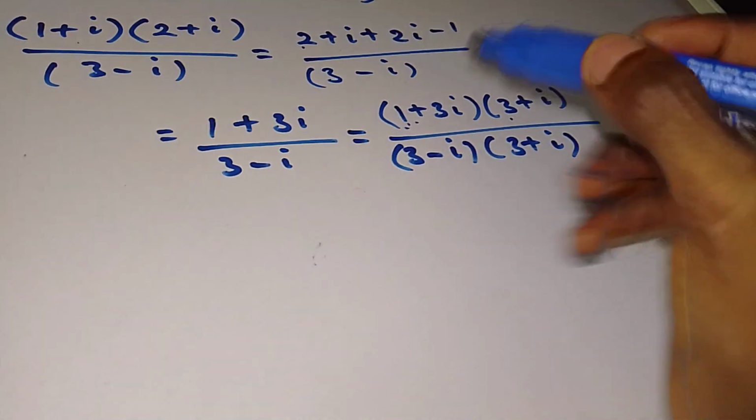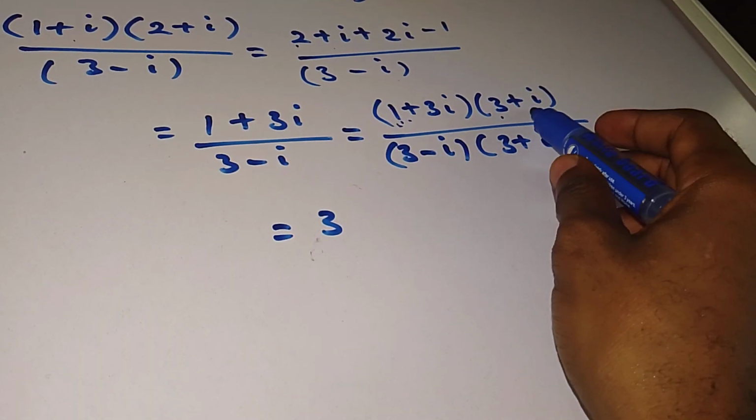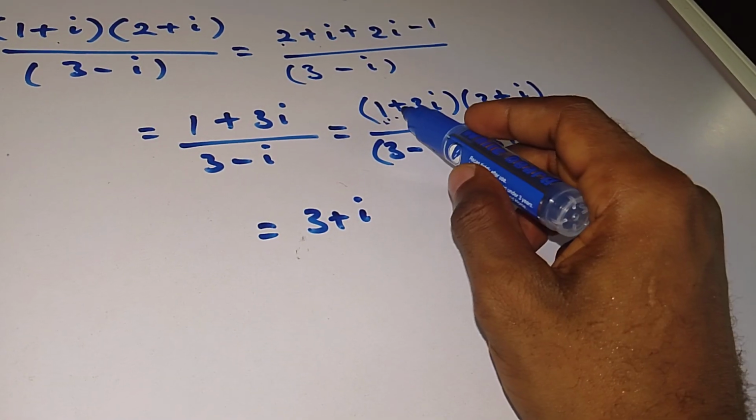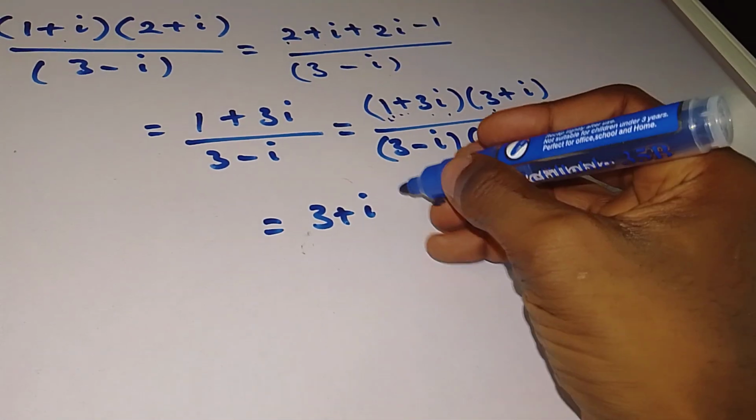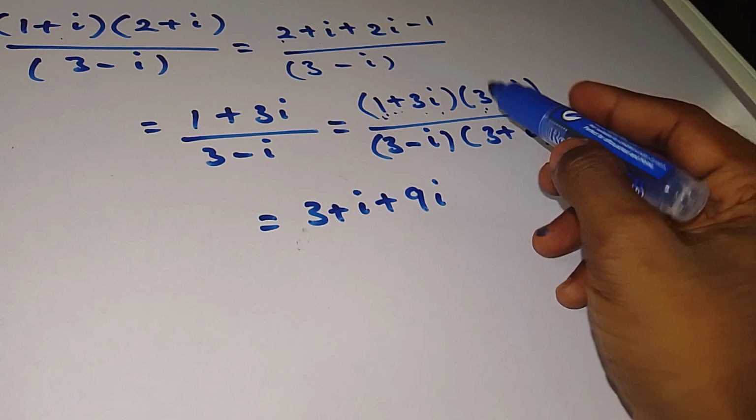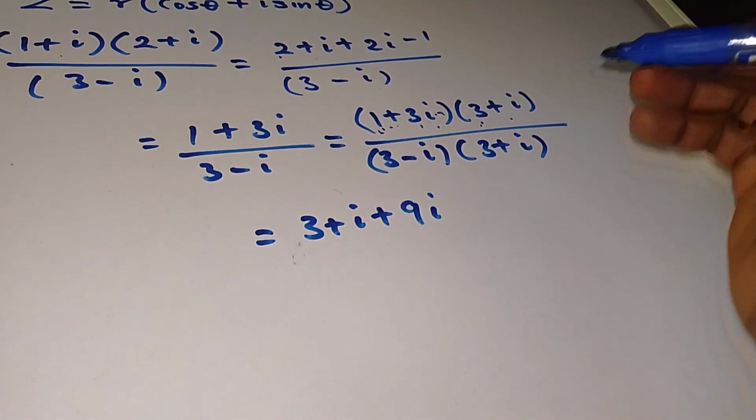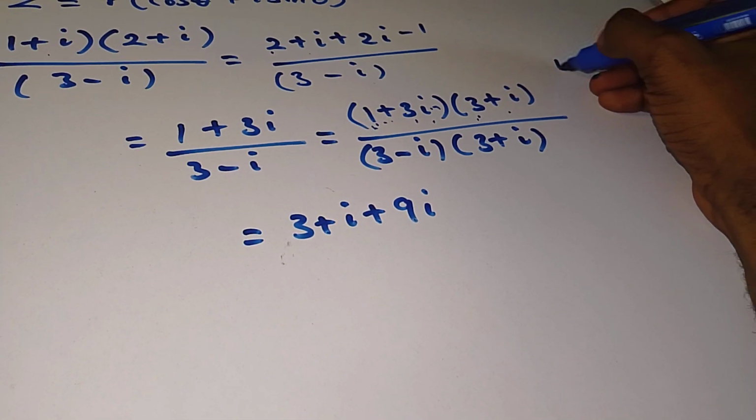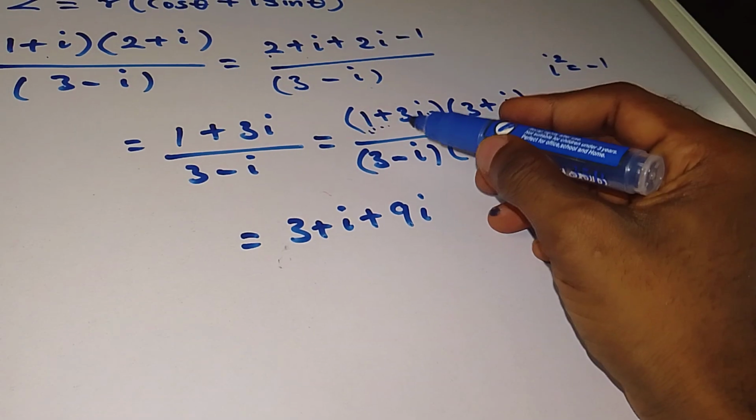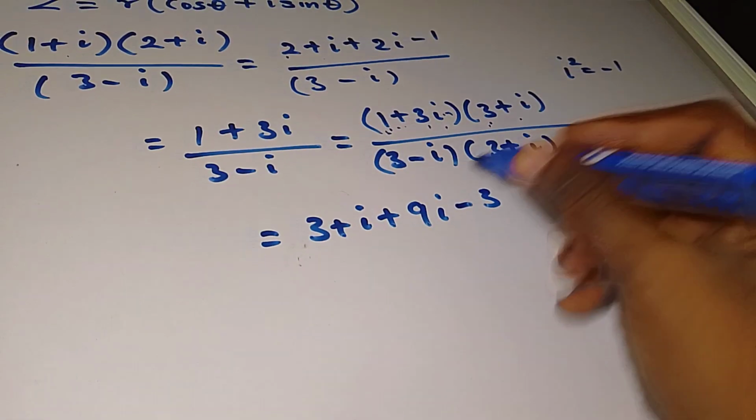Now we expand the numerator. 1 times 3 is 3, 1 times i is i, plus 3i times 3 gives plus 9i. Then plus 3i times i: i times i is i squared, which is equal to minus 1, so minus 1 times 3 gives minus 3.